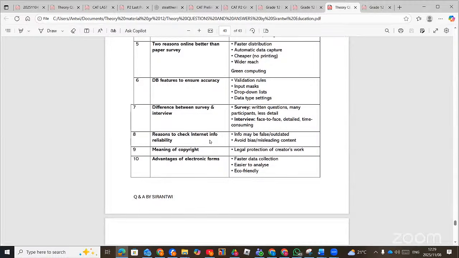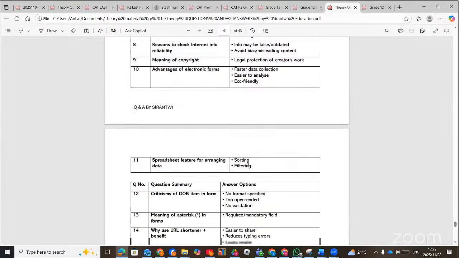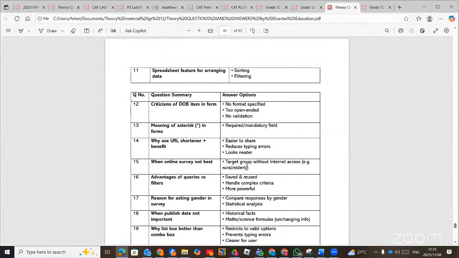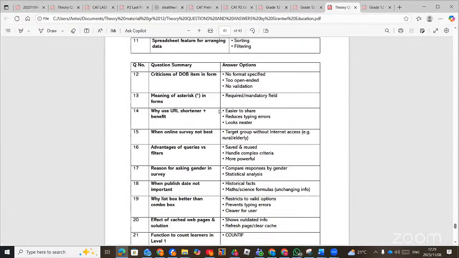Reason to check internet info reliability. It could be falsified or outdated, and avoid bias. Meaning of copyright, advantages of online electronic forms. And then why do we use asterisk in a form? That means required. Like the database, they can give it like pet. All these are about pet. URL shortener, easier to share and reduce typing errors.